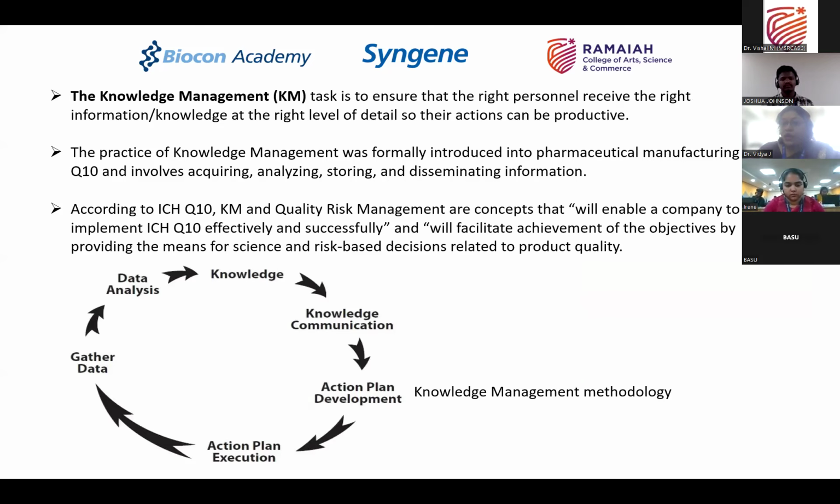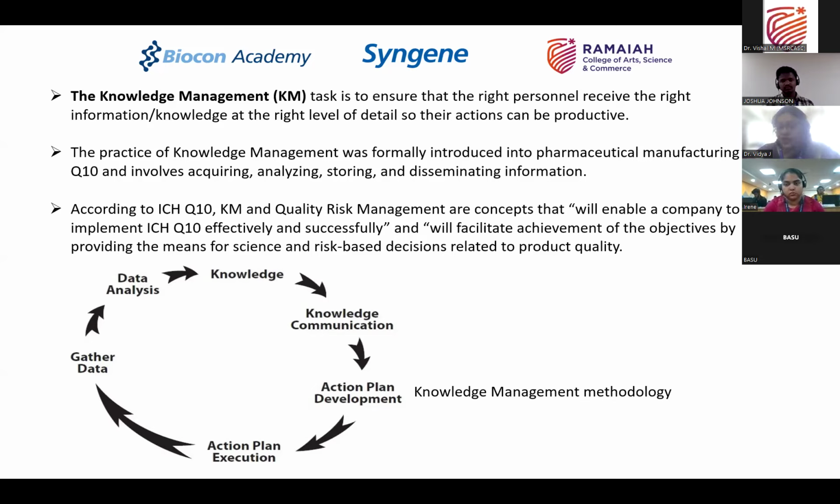Okay, and why do we need to do this environmental monitoring? What are you gaining from that? From all this, we are gaining knowledge: what kind of microorganisms can cause contamination, how to reduce the contamination, and how to prevent the contamination. So this is called knowledge management. We need to practice this knowledge management to prevent any kind of contamination.